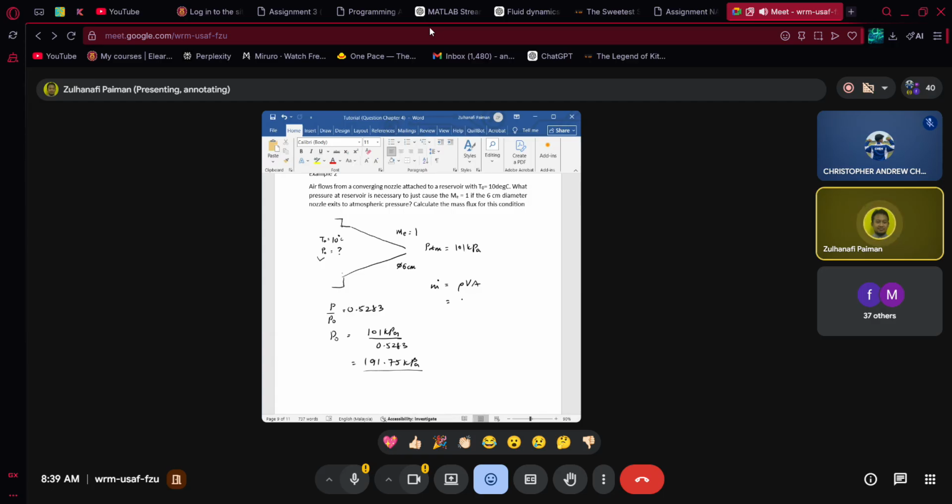So what is rho? Rho is basically pressure divided by RT. This is the ideal gas relationship. Times the velocity. What is the velocity? Mach number is equal to velocity divided by c, so c is simply square root of kRT. So the velocity here is the Mach number times square root of kRT, times the area. You can also use this kind of equation as well.